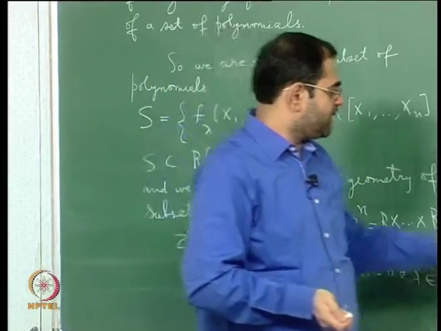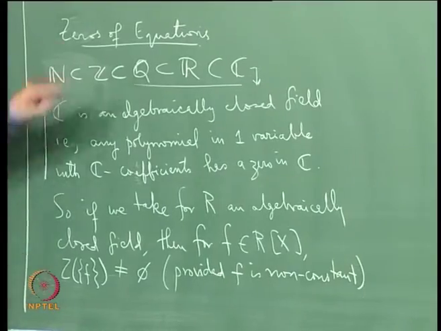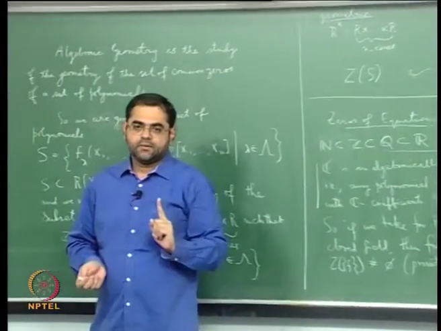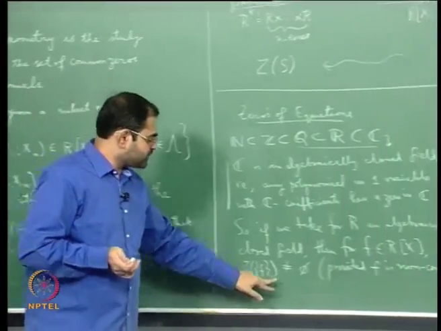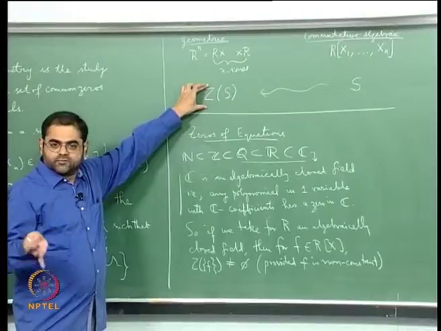So what it says is that if you take for R an algebraically closed field and this set S to be a singleton consisting of only one polynomial, which is of course non-constant, then the zero set is non-empty. So you ensure that this is non-empty, so you can do some geometry.